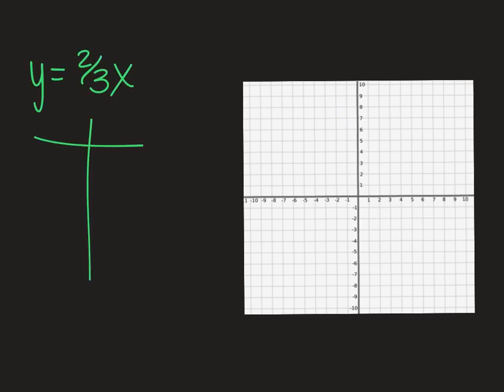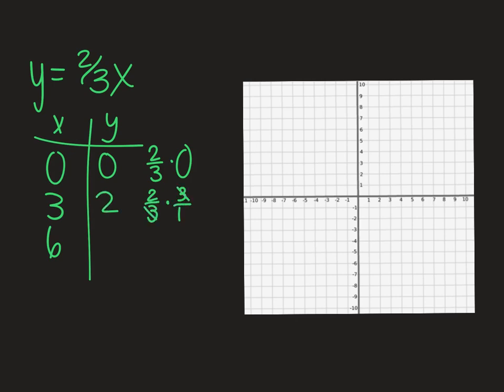Okay, let's do one with a fraction. So I said you can pick anything you want. 0 is always going to be good. But now I want numbers that I can take a third of. Well, I can take a third of 3, or I could take a third of 6, or I could do a -3, or I could do a 9. All of those would be good answers. I think I'll do 0, 3, and 6. So now I need to take 2/3 times 0. 2/3 times 3/1. And 2/3 times 6/1.